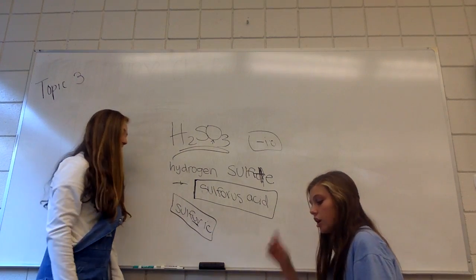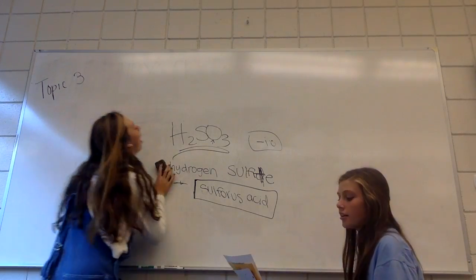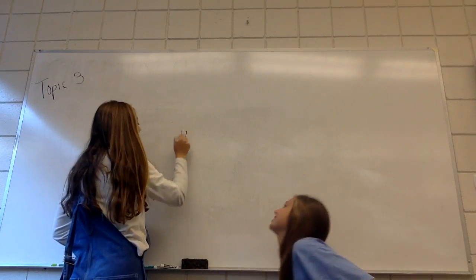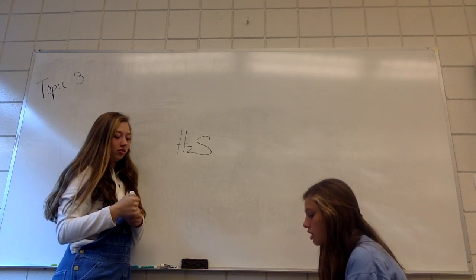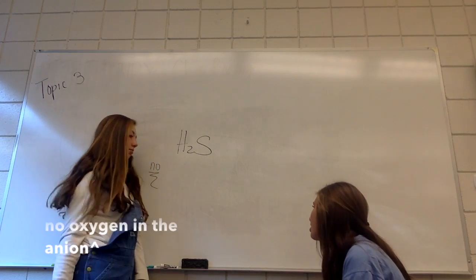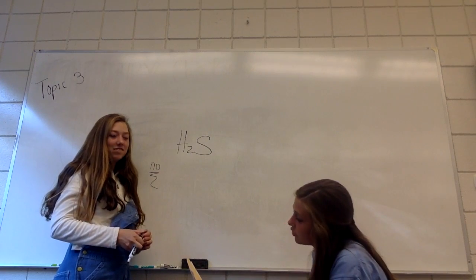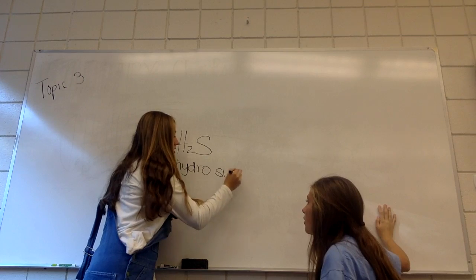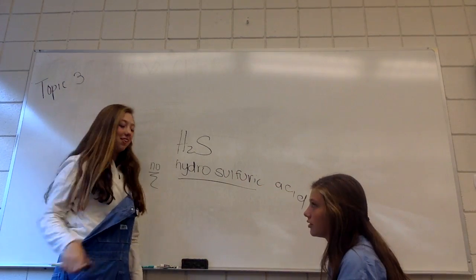Now the question is, what if you don't have oxygen in there? What if you just had H2S? You're going to find out that no, you don't have oxygen in here. Now you're going to add hydro to the beginning, and then it's going to say sulfuric. And it's going to be one long word. Then you have acid. And that is how that happens.